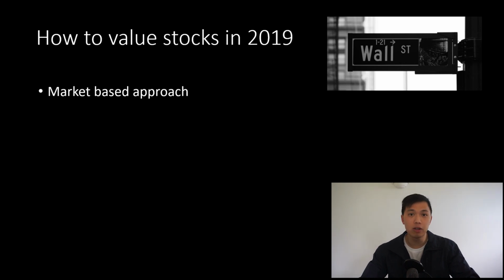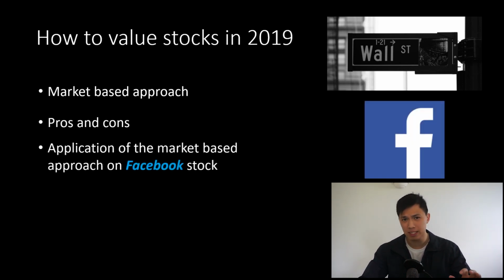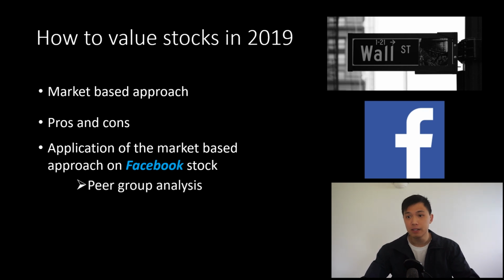So in this video, I'll go through what the market multiples approach means and the pros and cons of the market multiples approach, as well as we'll see how we can apply this method to a stock like Facebook, and we'll compare it with other tech stocks out there to see whether Facebook seems a bit overvalued or whether it seems undervalued compared to its peer firms. That's basically what we call a peer group analysis.